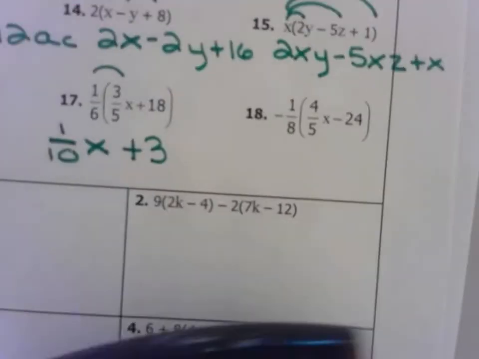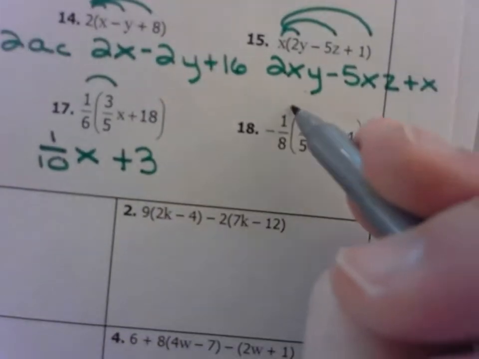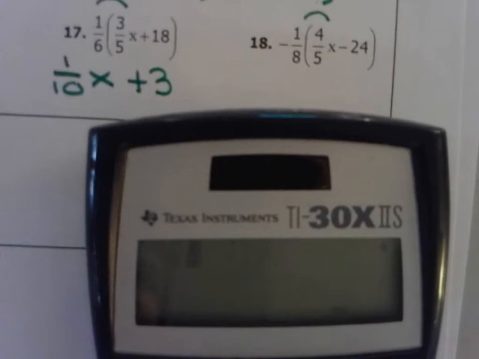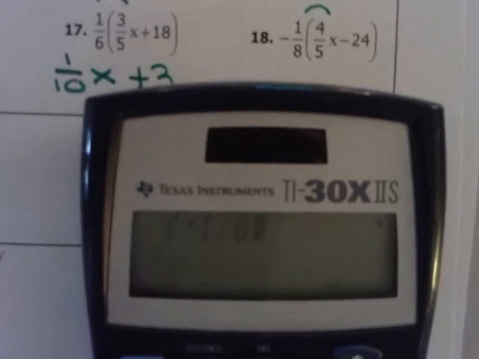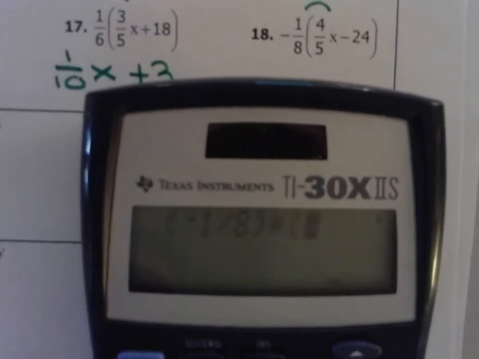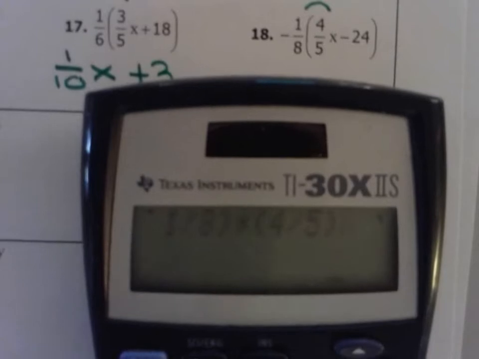1/8 times 4/5 x minus 24. Distribute the negative 1/8. So put parentheses. Where do I put the negative at? In front of it. It doesn't matter if you put it with the 1 or the 8. I just put it with the 1. So negative 1 divided by 8. So there's your fraction, negative 1/8 times 4/5.